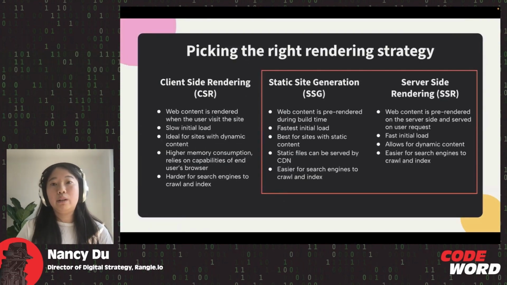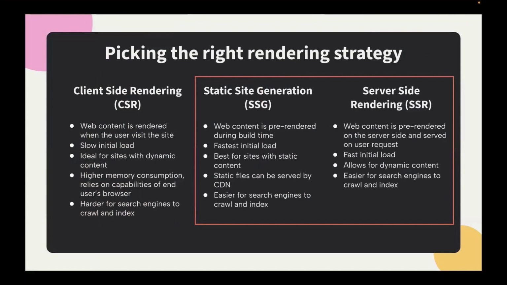When it comes to picking the right rendering strategy, we first need to understand what the different options are. We've got 3 main ones to pick from: client-side rendering, static site generation, and server-side rendering. Client-side rendering is your typical single-page application. Your web content is rendered when the user visits the site, so your initial load tends to be slower compared to some of your other strategies.